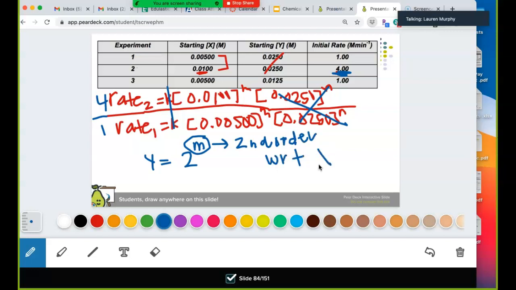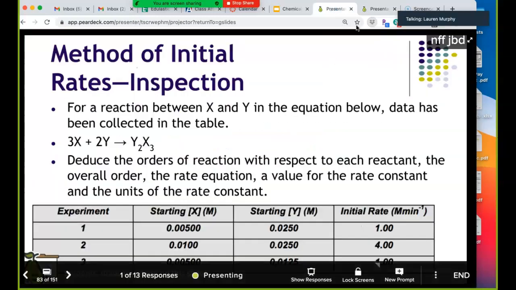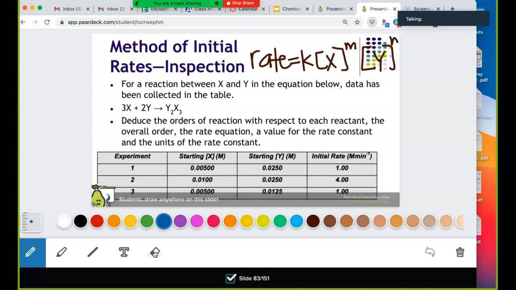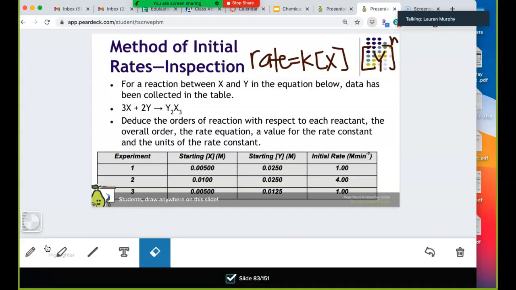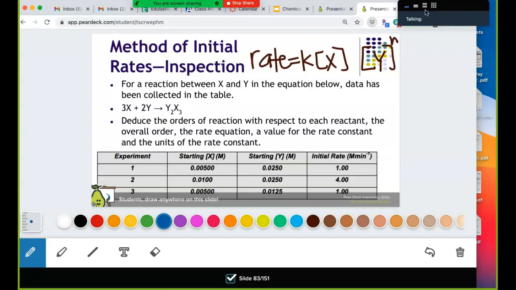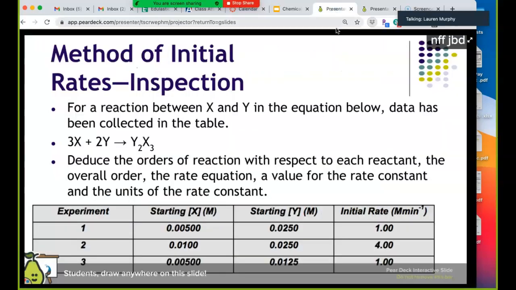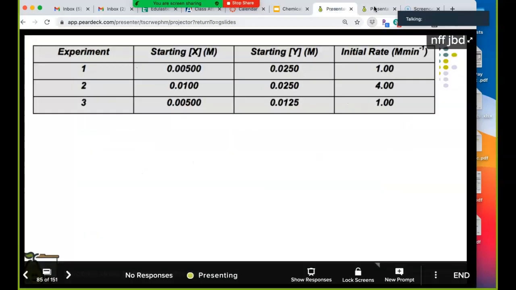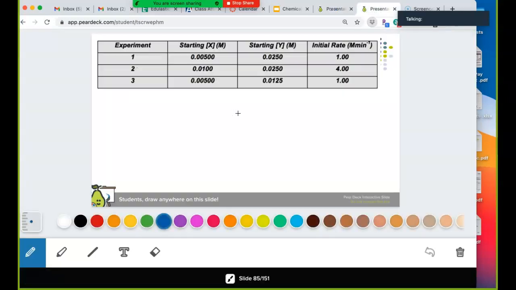With respect to x. So I just found my order with respect to x. So this guy's a 2. Now I need to do it again, but for y. So again, we would like y to change and x to not change. Which experiments are those? Be very careful in this one.